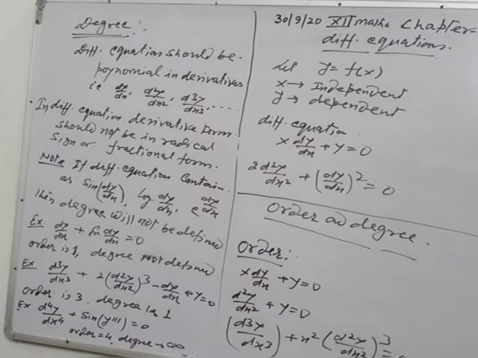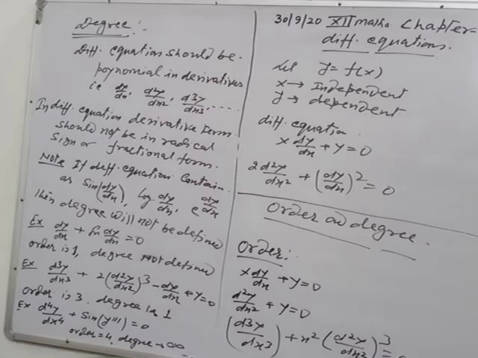Note, you will remember here, if any differential equation contains sine of dy by dx, or log of dy by dx, or e raised to the power dy by dx, then its degree will not be defined. Remember this point. Okay, for example, dy by dx plus sine of dy by dx. Order you can write. How many times has the given equation been differentiated? So dy by dx means order is 1.